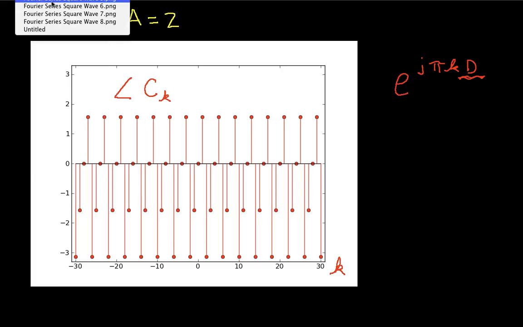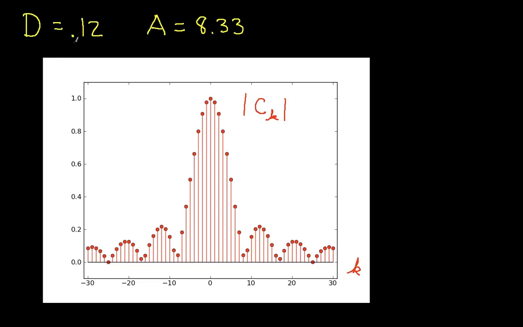So let's look at the case where the duty cycle is 0.12. Again, I've chosen the amplitude so that the average value of the signal is 1. When the duty cycle is 0.12, this gives me a better feel for the shape, at least for the absolute value of a sinc function. There's what we call the large center lobe, and then there are these smaller side lobes that just keep going on out here.